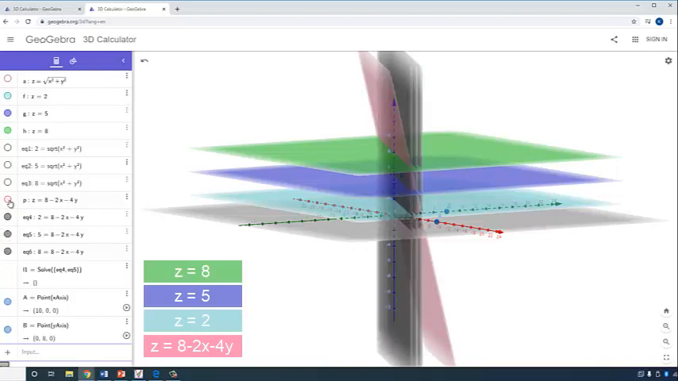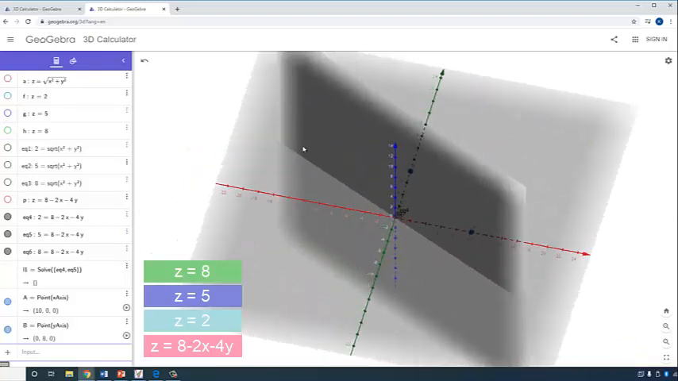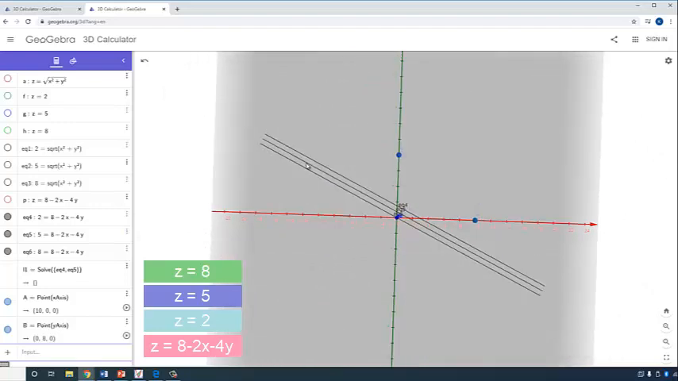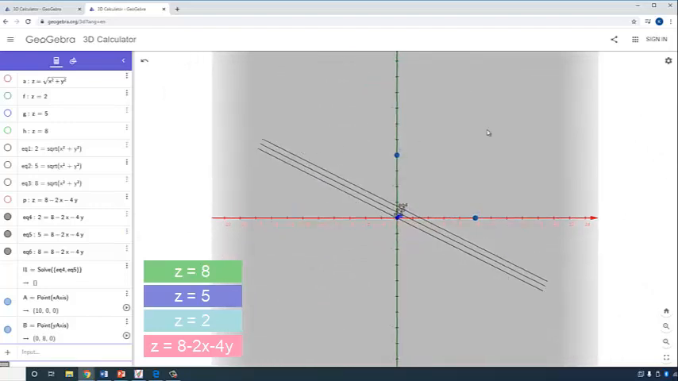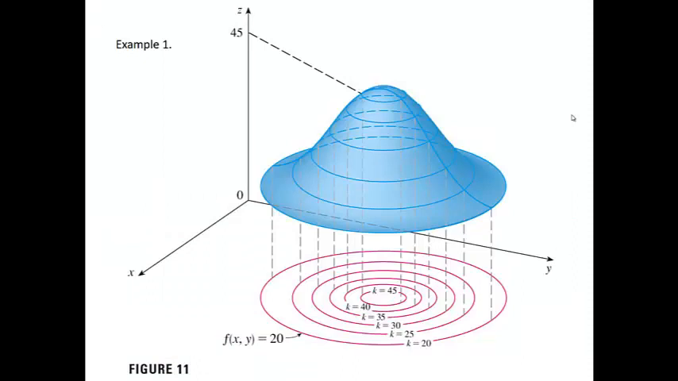To help us picture what's happening here, if we move into the xy plane, sorry for rotating you around, then our level curves for this example would just be lines. Great.